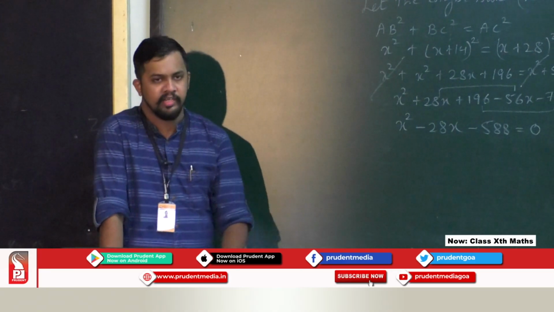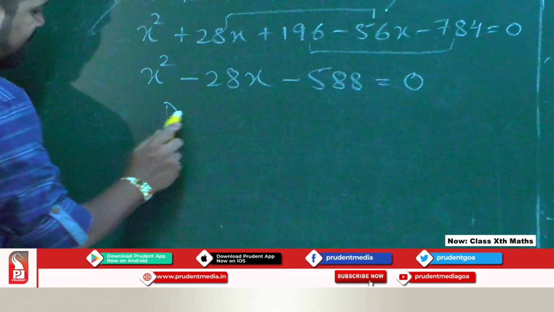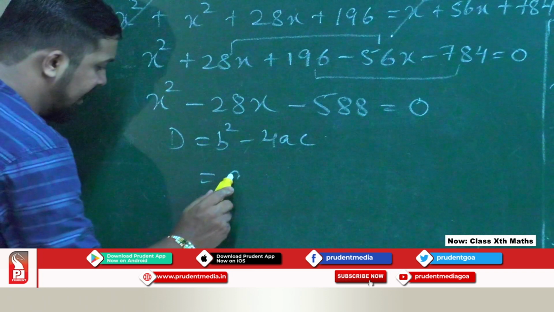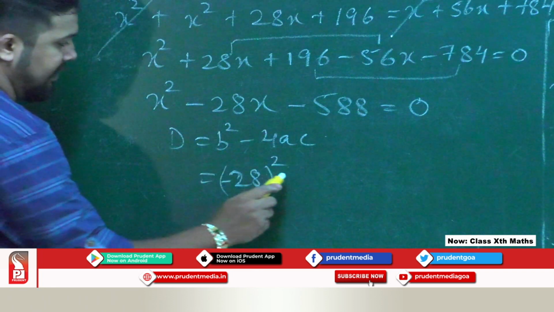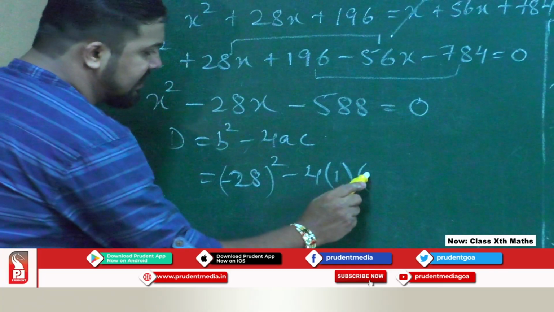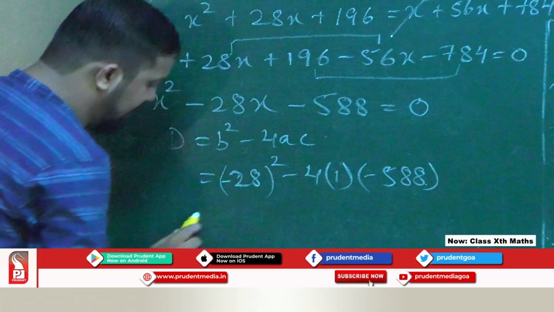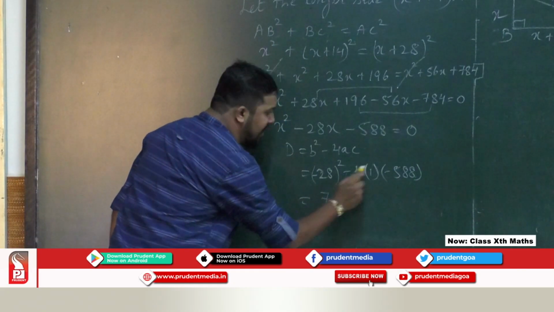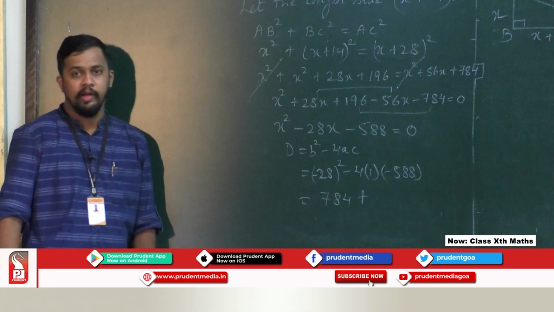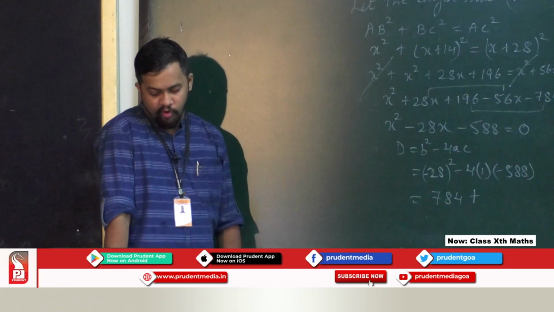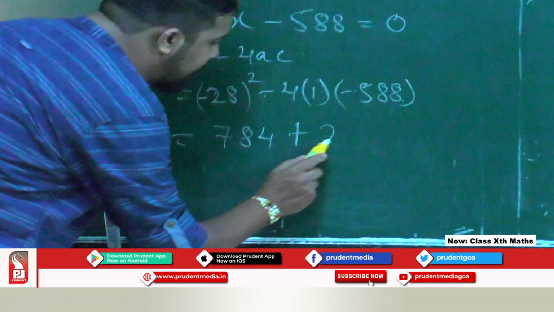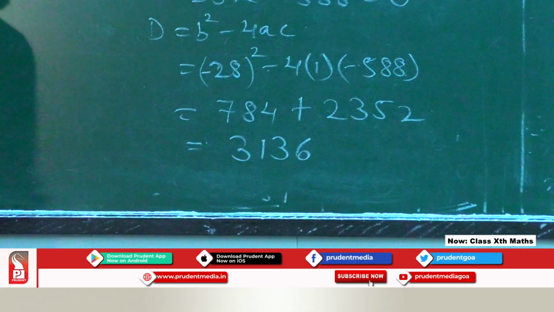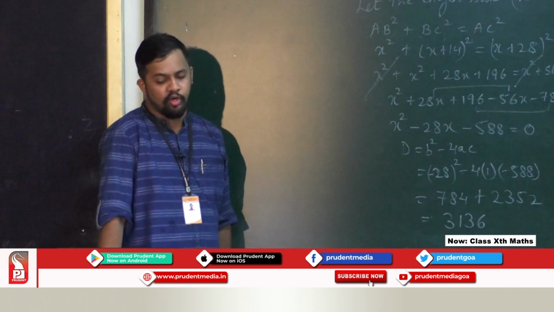Now use the discriminant method. Because it is a big number, let us use the discriminant, b square minus 4ac. Minus 28 square minus 4ac. 28 square, we just found, is 784, minus into minus plus, multiply 4 by 588. If you multiply 4 by 588, you will get 2352. Add both the numbers and you will get 3136. 3136 is also a perfect square.